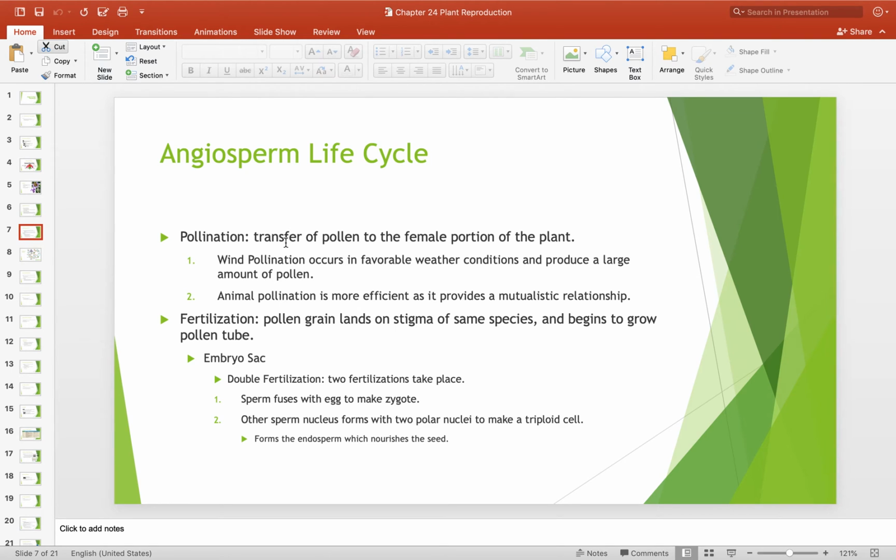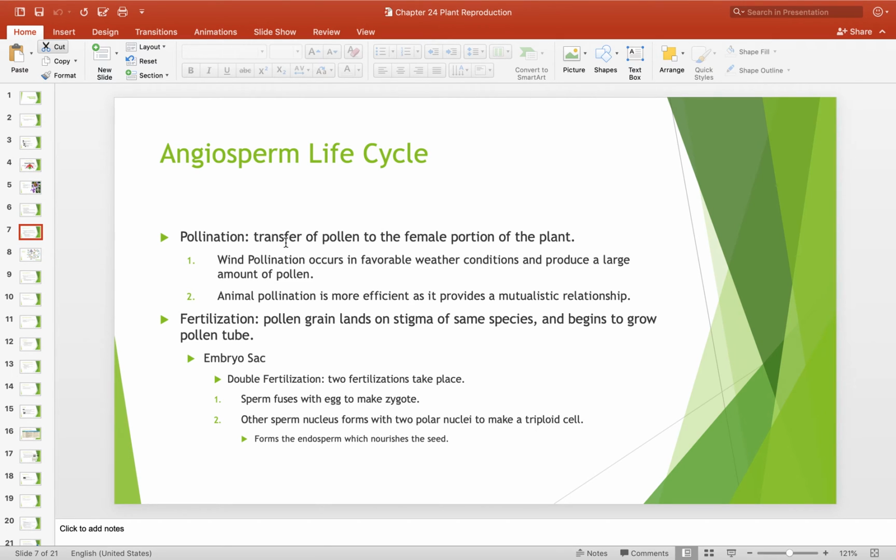Animal pollination is more effective. You have animals that are going to deposit pollen to the female portion of the plant, and it acts as a mutualistic relationship. The fruit produces food for the animal, and the animal then provides reproduction for the plant. So once you have pollination, then you get to fertilization.